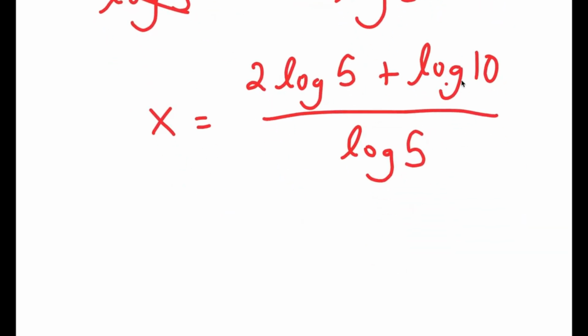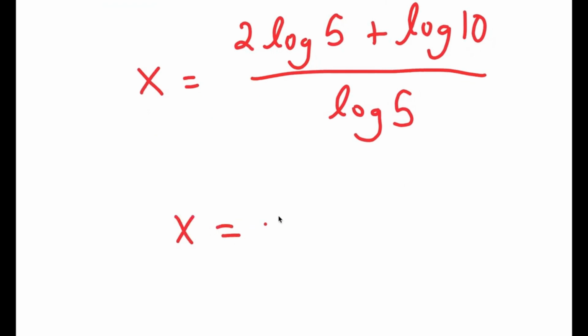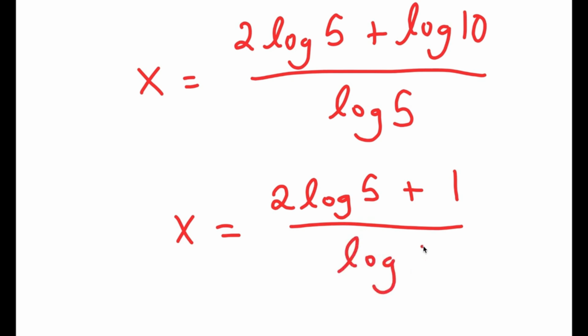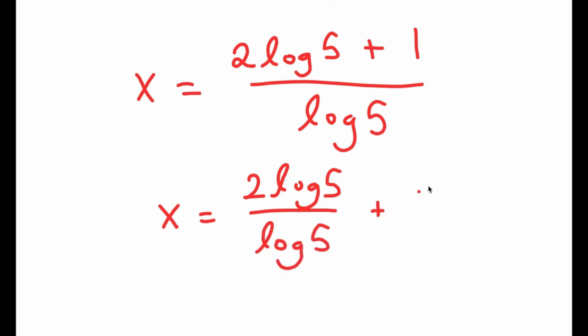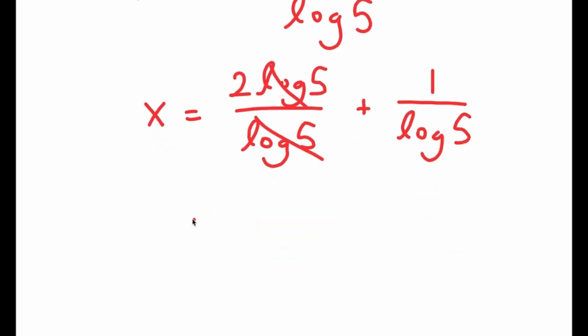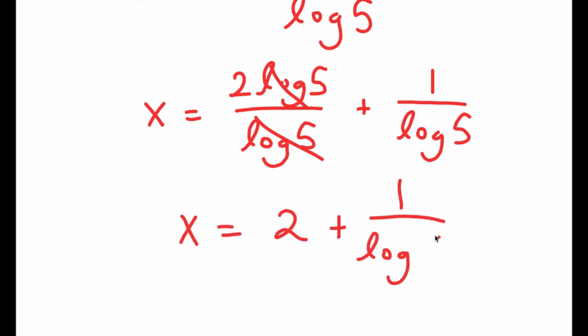Now, if you guys already know, log 10 is equal to 1. So now I get x is equal to 2 times log 5 plus 1 over log 5. And this is the same thing as 2 times log 5 over log 5 plus 1 over log 5. Now these two log 5s cancel out, so I get x is equal to 2 plus 1 over log 5. And although this is an exact answer, I want the decimal answer, so I'm going to find the value of log 5.